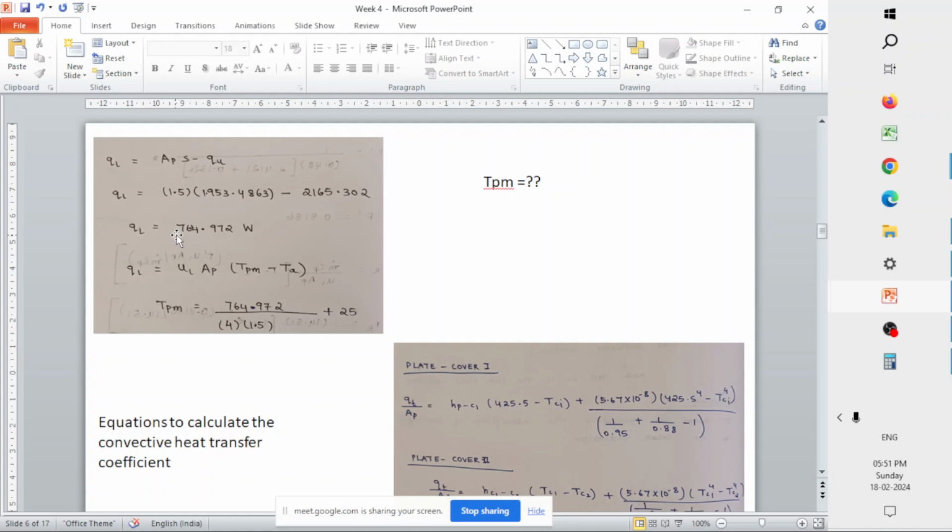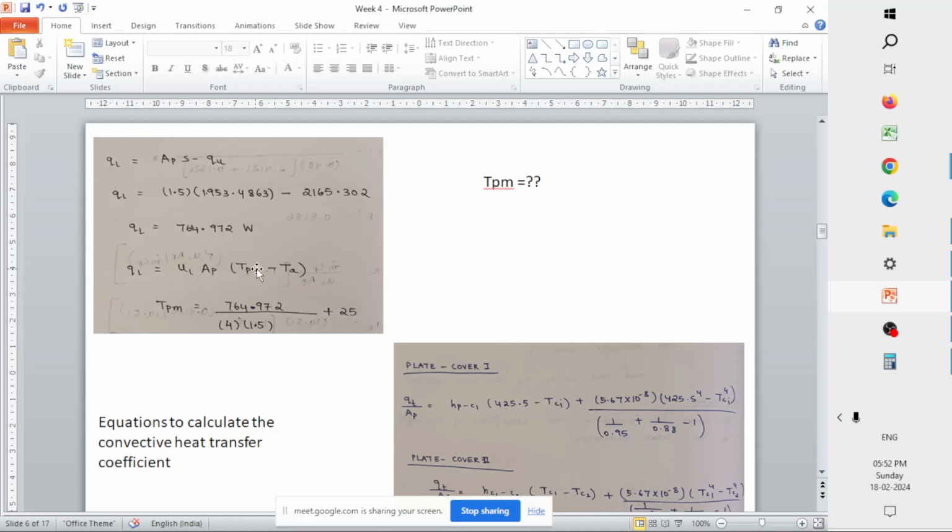So this much amount of heat is actually required to heat your flat plate collector, heat your absorber plate, which will then heat up your fluid. So this QL also can be represented as UL times AP times (TPM minus TA). TPM is nothing but your mean plate temperature.